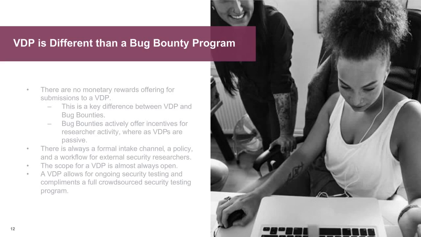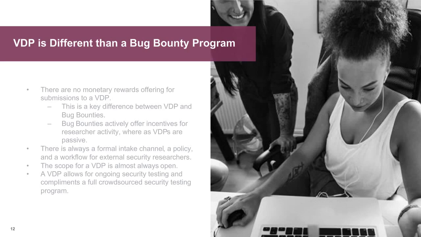So there's always a formal intake channel for this type of thing in VDP. And what that means is that the intake channel defines what you're going to be testing. So in a VDP, the scope is almost always open. It basically says, we as an organization want to know any security vulnerability that has to do with any of our assets or brand, and you can report that.